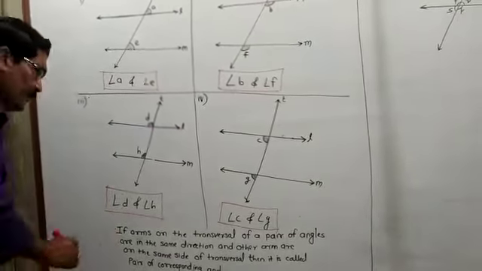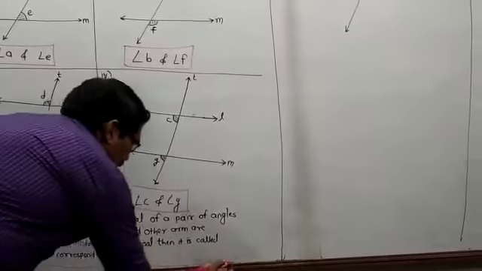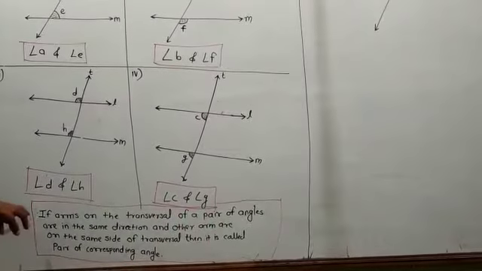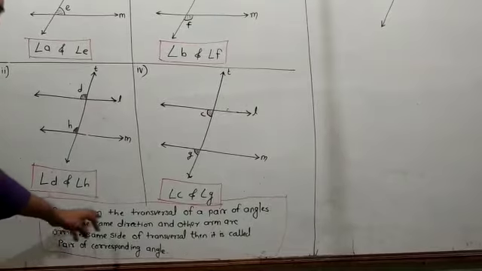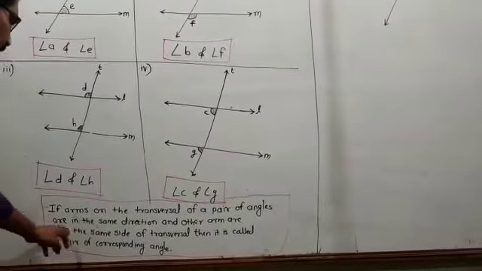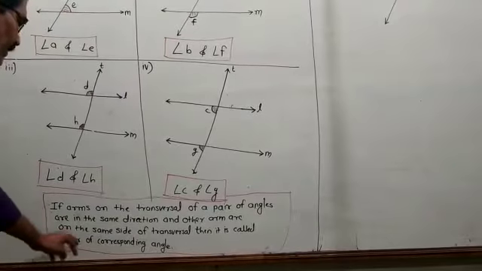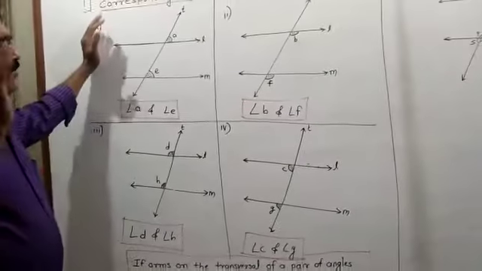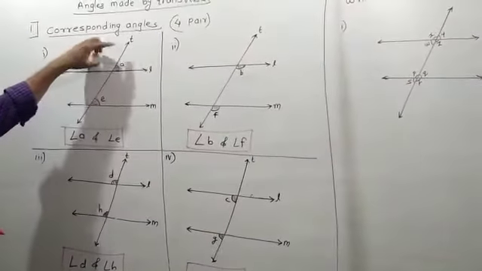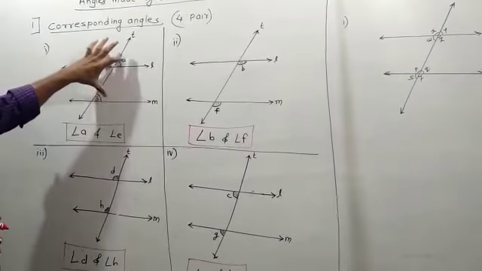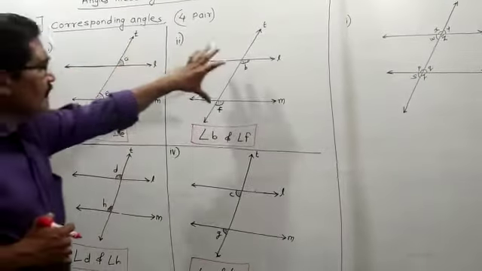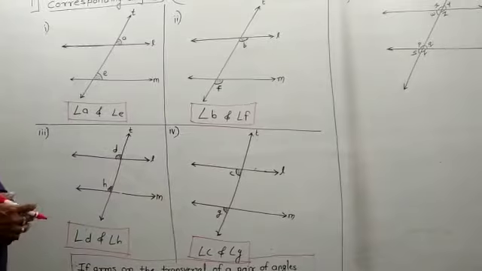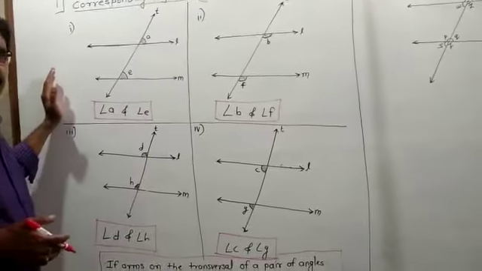And the definition of corresponding angle, you have to write in your book. It is given here, you have to see. The definition is that if the arms on the transversal of the pair of angles are in the same direction and the other arms are on the same side of the transversal, then it is called a pair of corresponding angles. Does everybody understand this definition? Only keep in your mind that if the transversal intersects two parallel lines, then these angles, A and E, B and F, D and H, and C and G, are called corresponding angles.